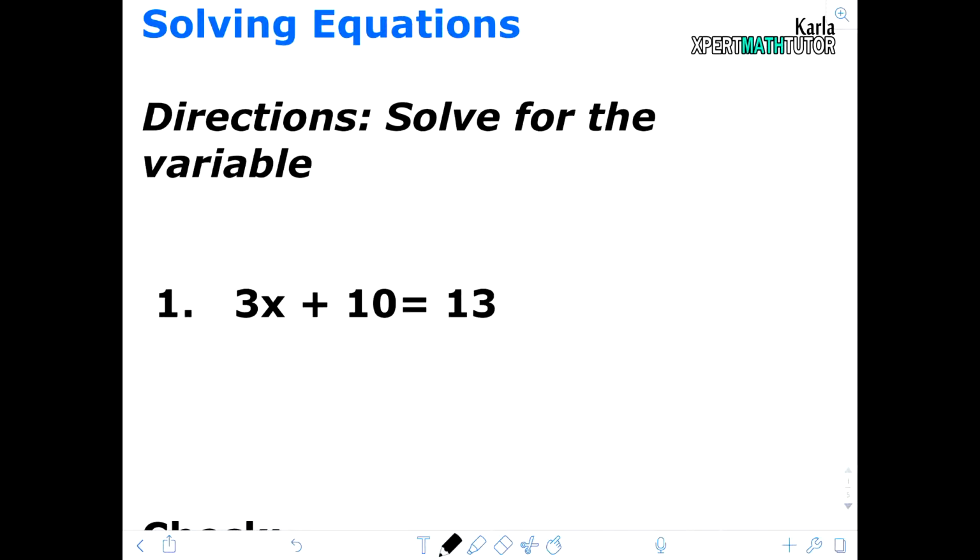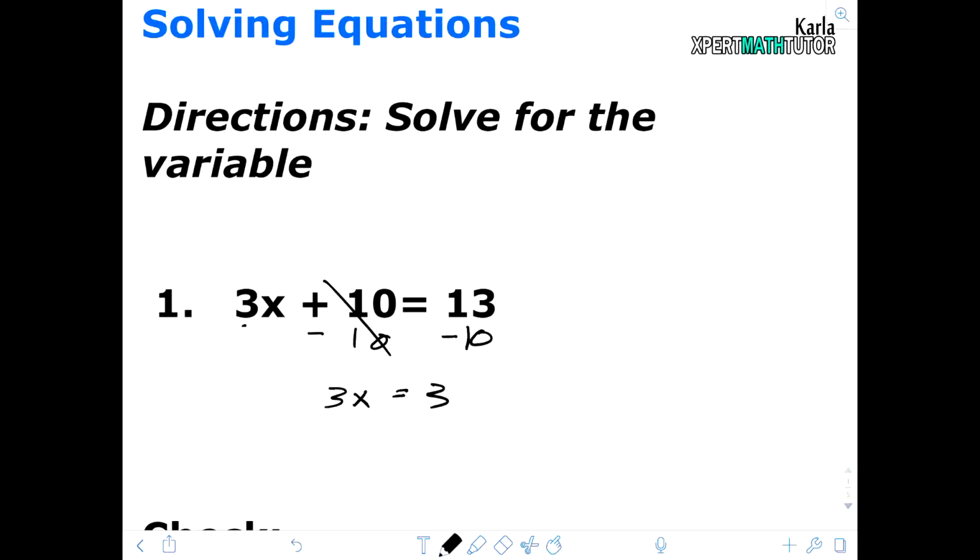So right now, 10 is being added. So I'm going to reverse that and subtract it. Now if I subtract 10 from the left side of the equation, I must do that on the right side of the equation to balance it out. So on the left side we have 3x, positive 10 minus 10 cancels, and we have 13 minus 10, which equals 3.